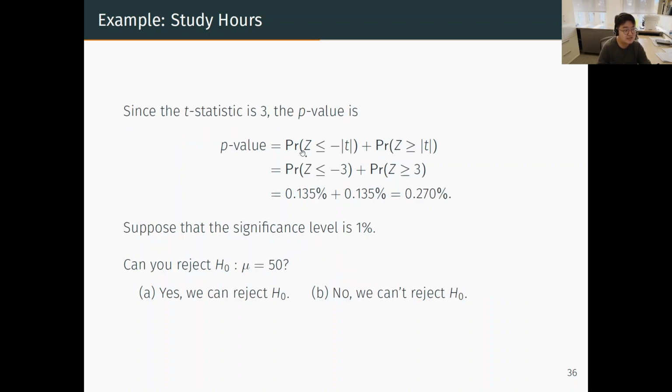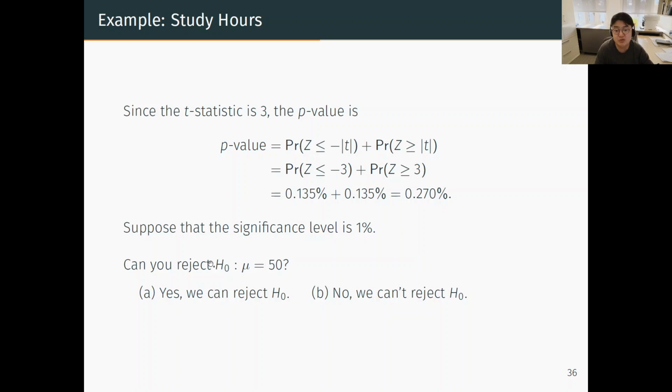The answer is the p-value. Our observed t-statistic is 3. Then the p-value is the probability of the standard normal distribution outside plus or minus 3, that is, greater than plus 3 or smaller than minus 3. If you use Excel, you can find the answer is 0.27%. It's pretty small, right? Now suppose that your significance level was 1%. Then in this case, do you reject your hypothesis or not?